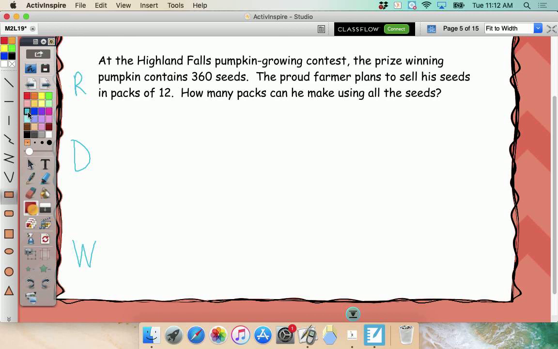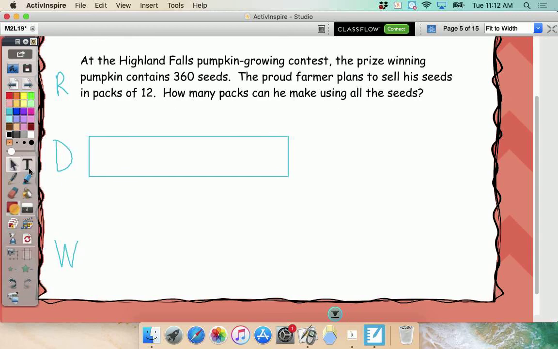I'm just going to make myself a tape diagram. Yep, tape diagram. You're lucky you get to just. Yeah, I know, it's so fun.